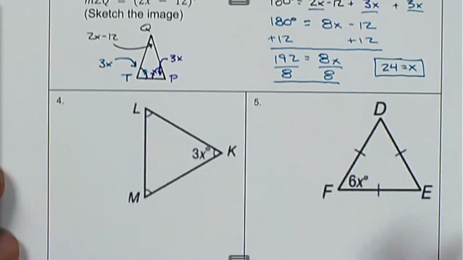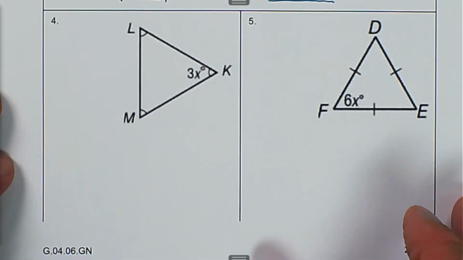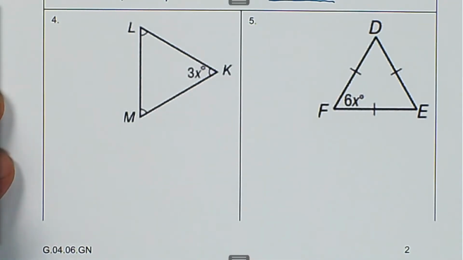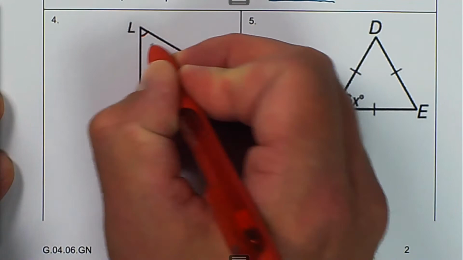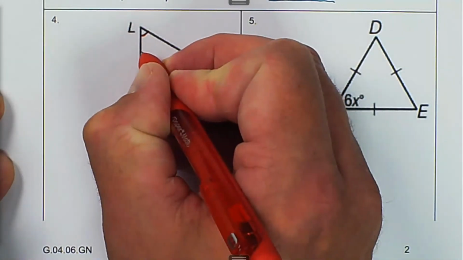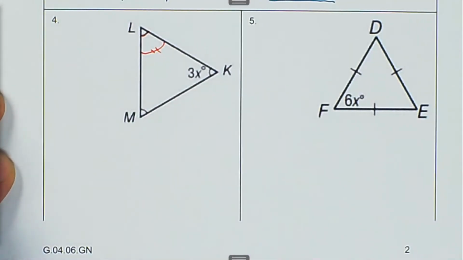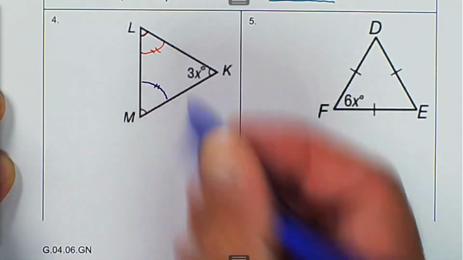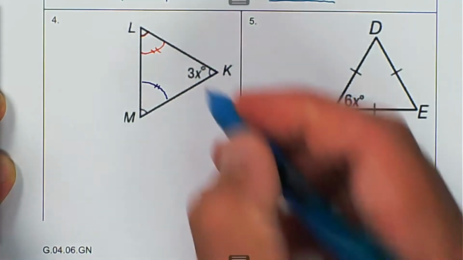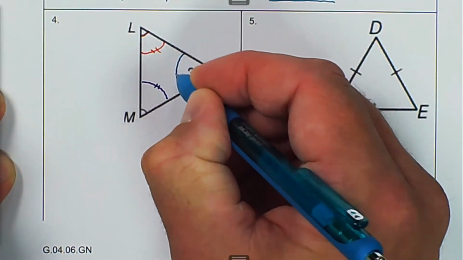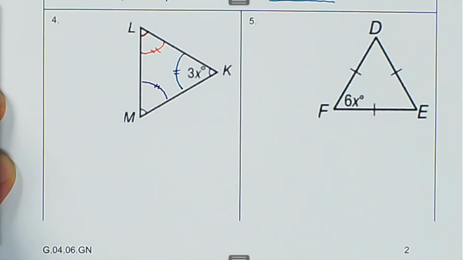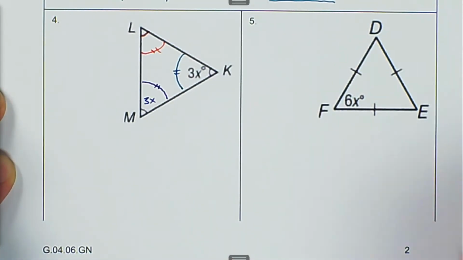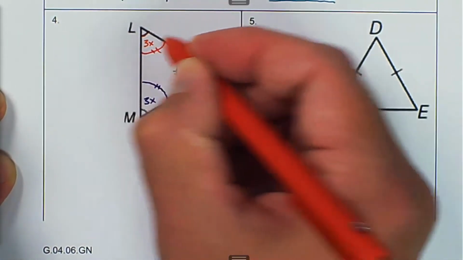Two more examples that we'll work on. We don't have any direction here, but we see some marks. The marks show that angle L is congruent to angle M is congruent to angle K. So if they're all congruent, then this has to be 3x, and this has to be 3x as well.